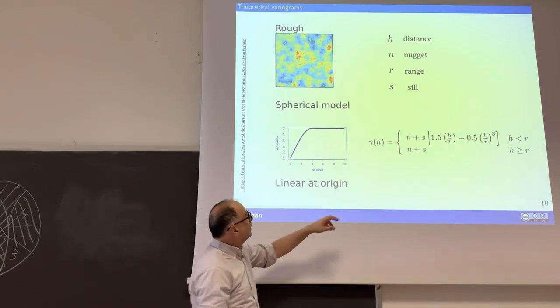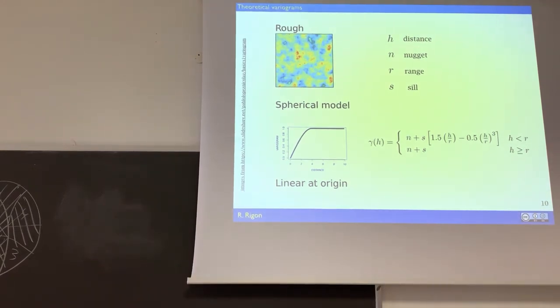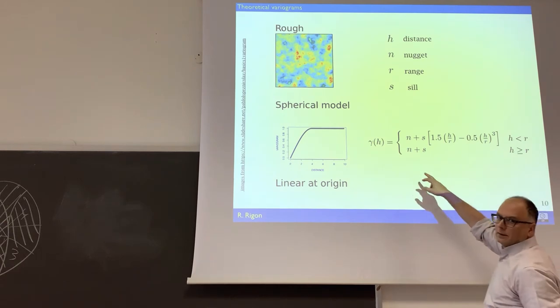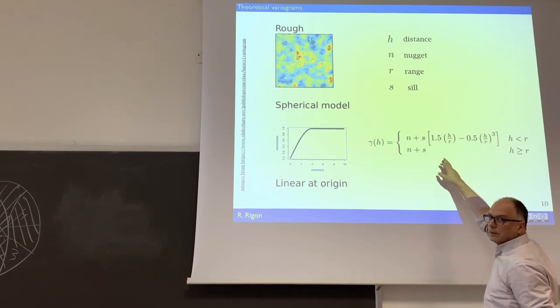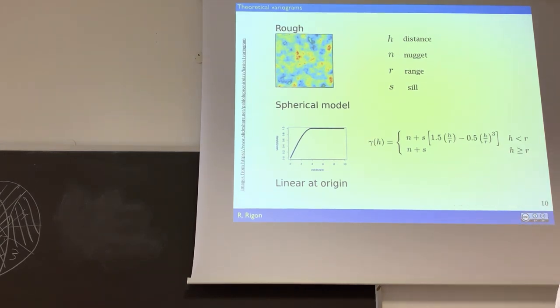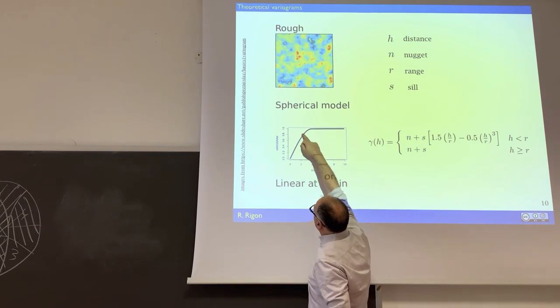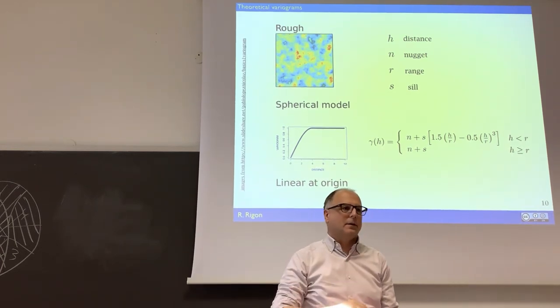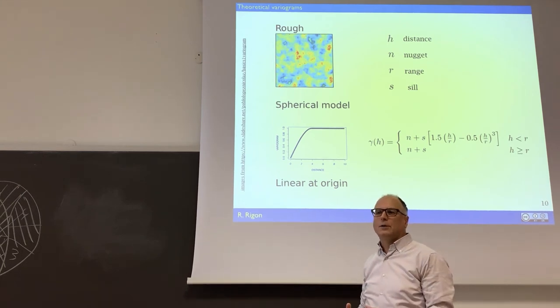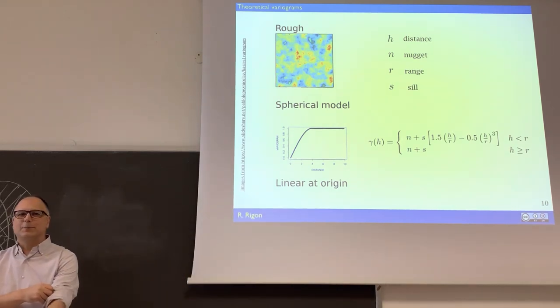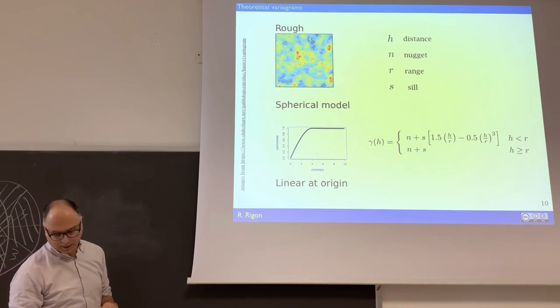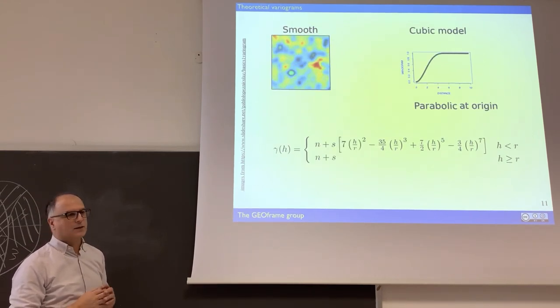So let's start to see, for instance, the spherical model. This is the nugget, this is the sill, h is the distance, and the spherical model has one parameter. Why this shape? Once you understand that the variogram has these kinds of shapes, you try to find functions that reproduce them. There is no real rocket science in this operation, just mathematical forms. For instance, this other one is a cubic model.